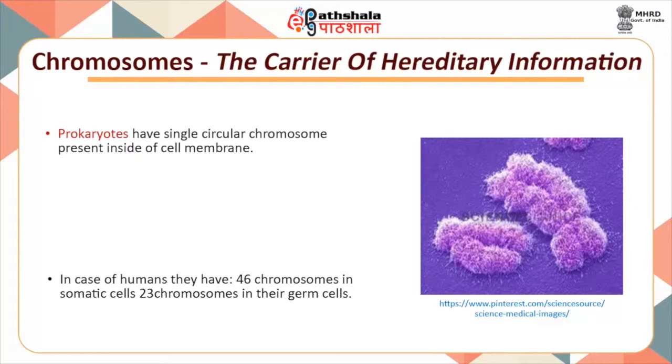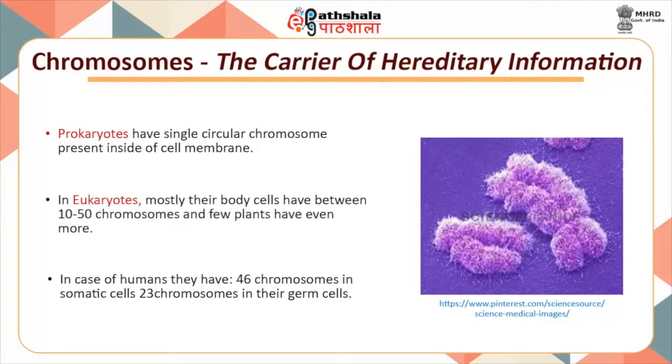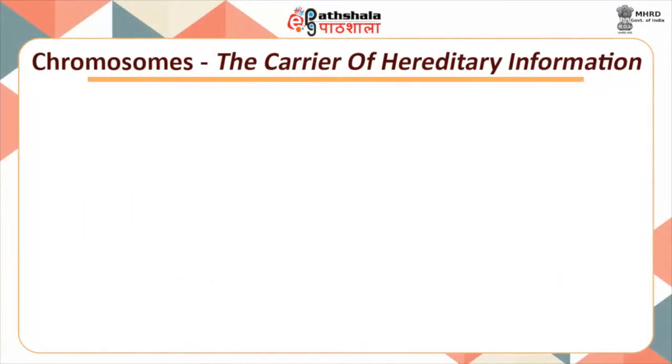In case of prokaryotes, they have a single circular chromosome attached to the inside of the cell membrane, and in case of eukaryotes, they have around 10 to 50 chromosomes. Few plants have even more than 50 chromosomes. A few terms should be clear to you before discussing the cell cycle.